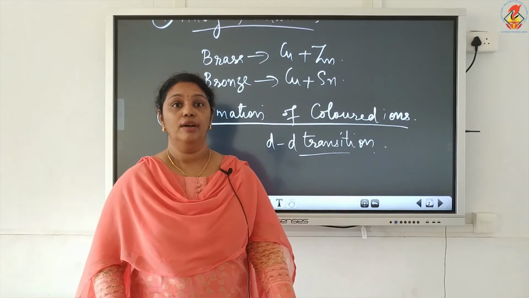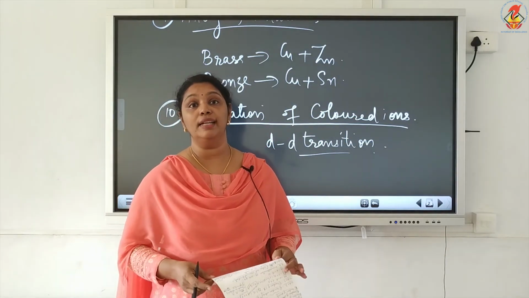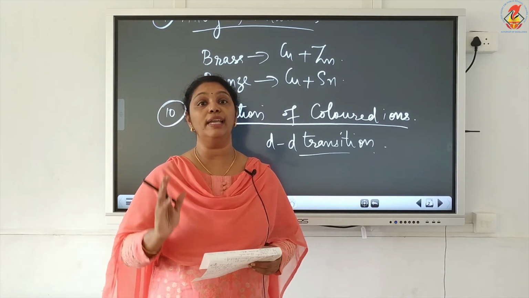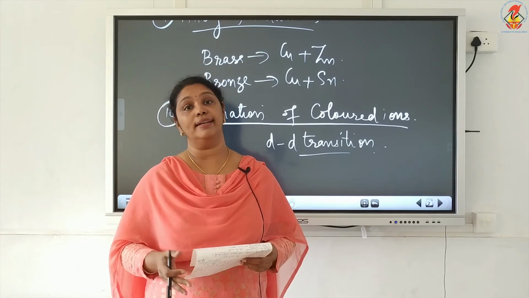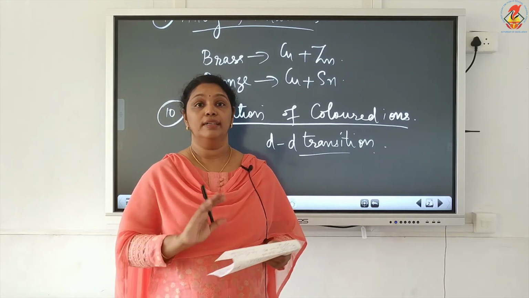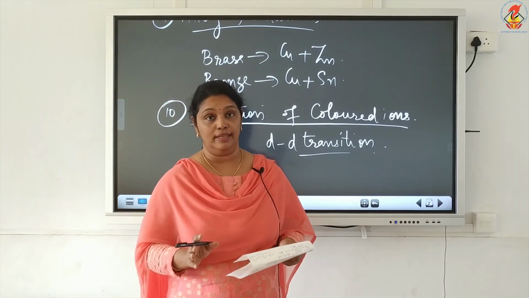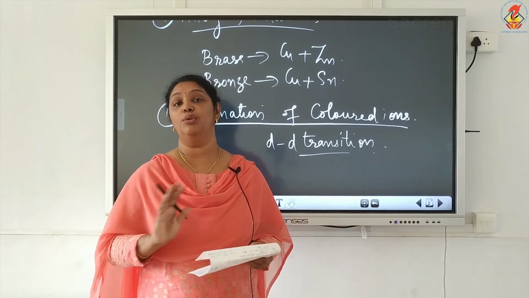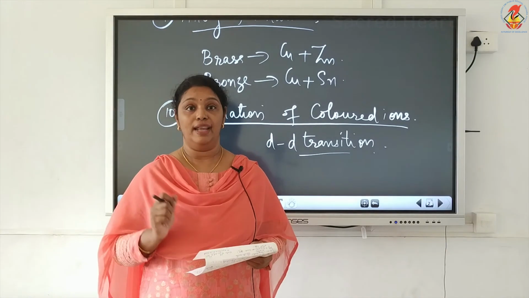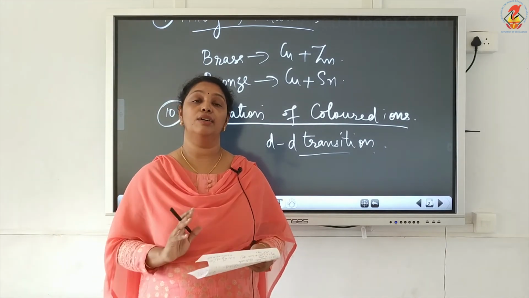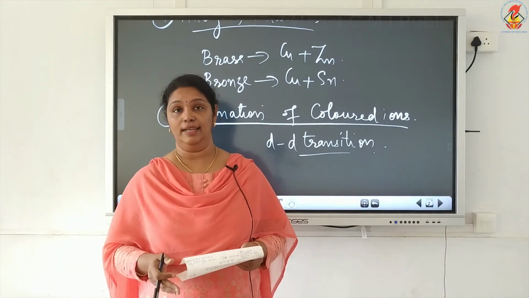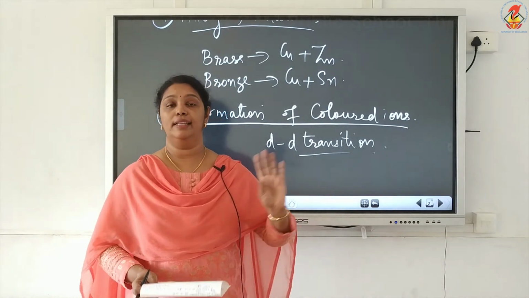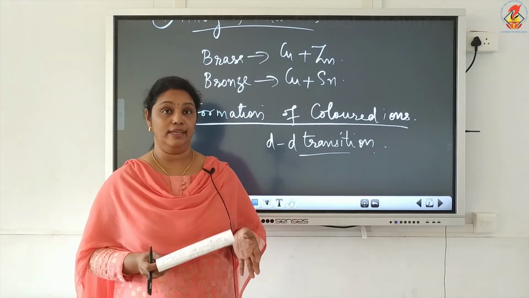Now, only if there are unpaired electrons in the d orbital is d-d transition possible, and only those metal ions are colored. If the d orbital is empty or completely filled, then no d-d transition is possible, and the compound or ion will be colorless. So, only if there is an unpaired electron in the d orbital will the metal ion be colored.